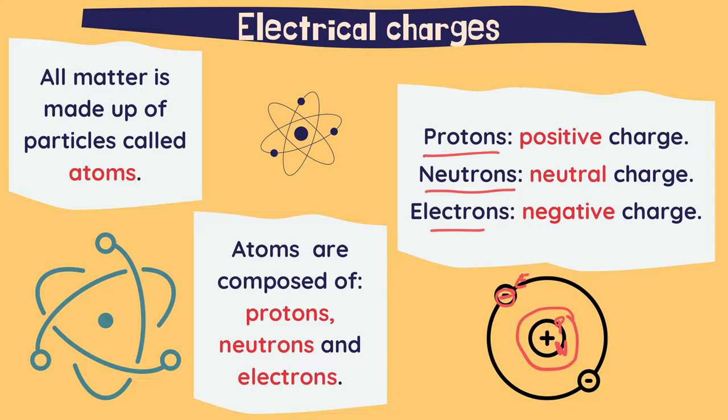For example, in this atom on the left, we have protons with positive charge and neutrons with neutral charge, not positive nor negative. They form the nucleus of the atom. And then we have electrons with negative charge going around this nucleus.